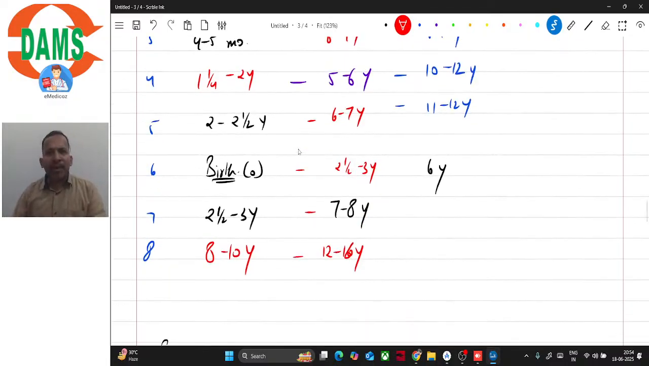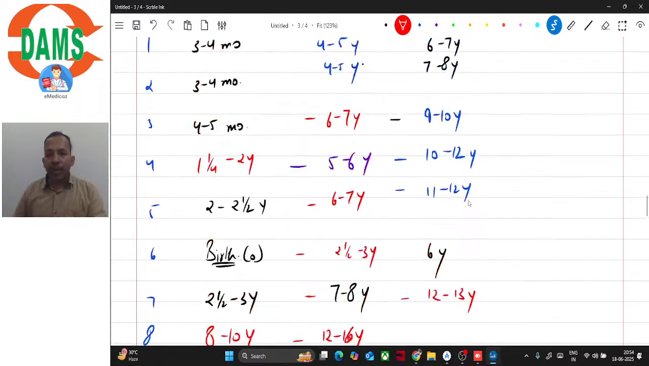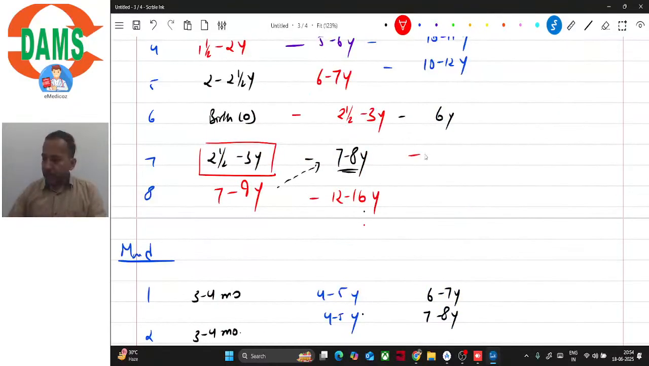And do you know that the second molars are also known as the 13-year molars? Why? Because they erupt at an age of around 13 years, isn't it? So when I say around 13 years, they are likely to erupt around 12 to 13 years.